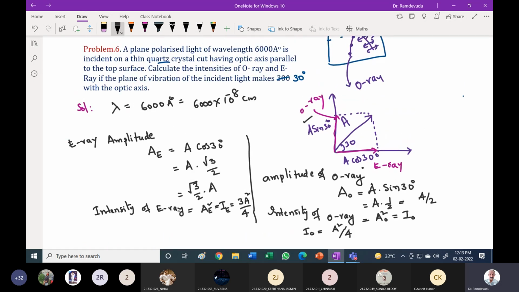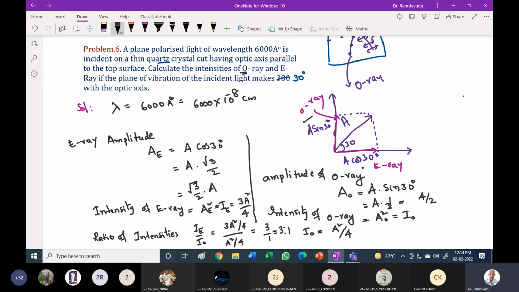Now I take the ratio, since it is asking to calculate the ratio of intensities of O-ray and E-ray. Ratio of intensities, I calculate IE by IO. We have 3A squared by 4 as this, and A squared by 4 as this. If I cancel, I'll get 3 by 1, which is a 3:1 ratio.